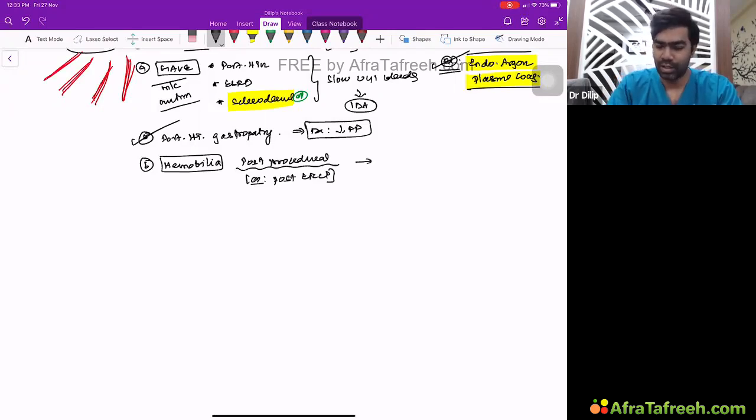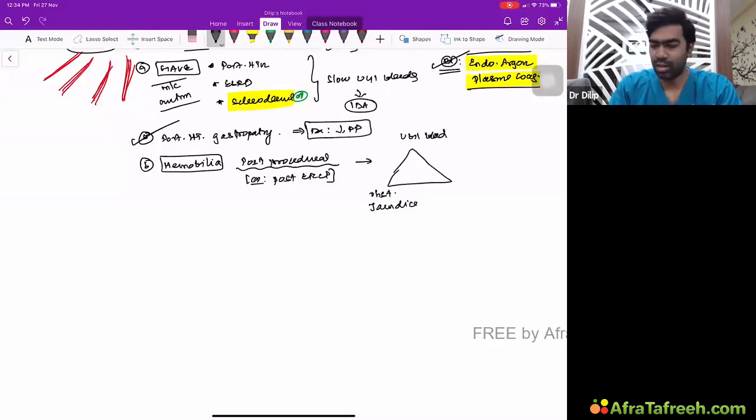After this, you will get this characteristic triad. So what is the characteristic triad? You're going to get a triad of UGI bleed, then you will get obstructive jaundice, so altered LFTs will be there, direct bilirubin will be very high, and you will get a characteristic biliary colic because this blood in the biliary tract is going to obstruct the bile from flowing, and that's why result in the pain. So the biliary colic.